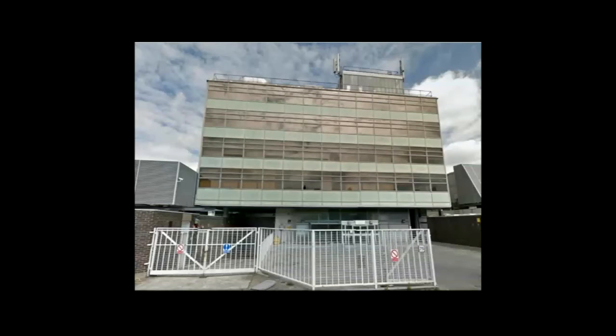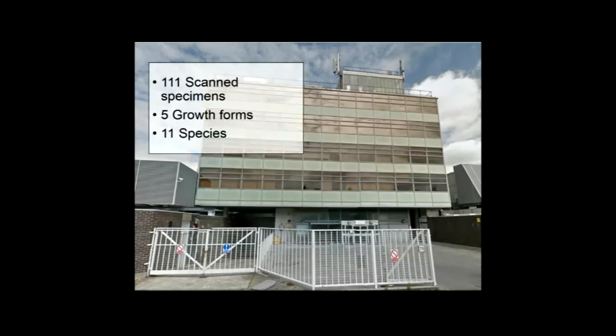And so when I was there, I scanned around about 150 specimens, but the data I'll be showing you now comes from 111 scanned specimens. This covers 5 growth forms and 11 species. And so we've tried to cover a whole range of different colony sizes as well within these subsets.